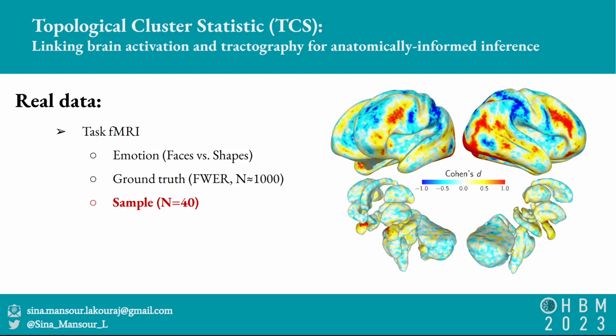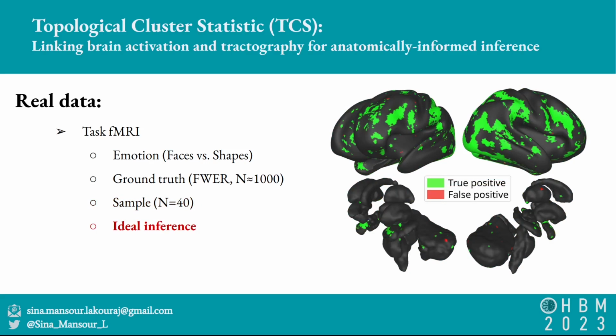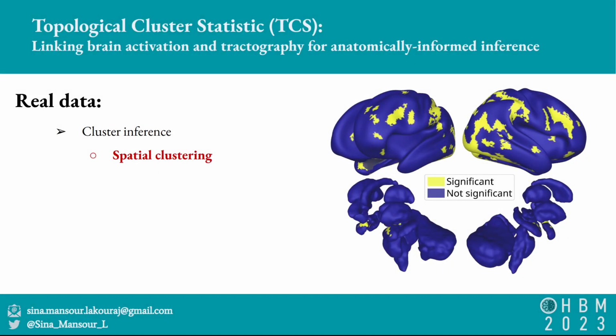This picture shows the brain regions that pass the cluster forming threshold. We can see that there are some regions that are the true positives and we want to detect them, as well as regions that are false positives. This picture shows the effects that remain after thresholding the statistical parameter map. Ideally, the inference approach would detect all green regions and ignore the false positives.